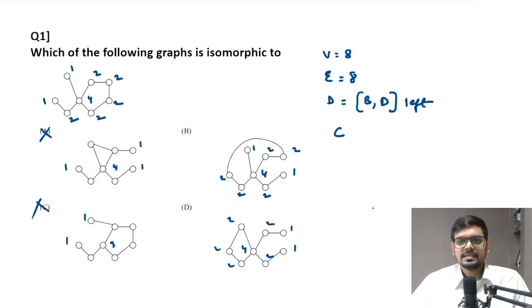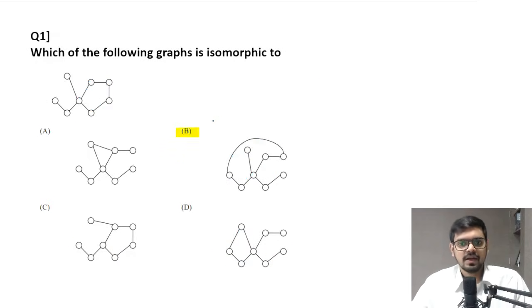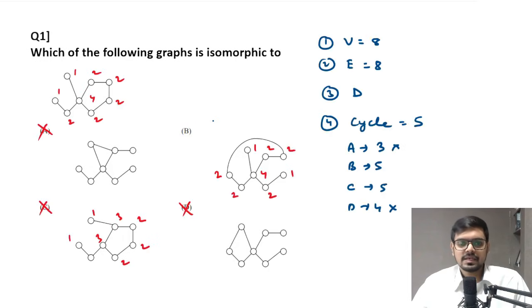Now if you check the cycle, how many cycles? 1 2 3 4 5. A 5-cycle is there. Here 1 2 3 4 5. A 5-cycle is there. Here 1 2 3 4. A 4-cycle, wrong. So option elimination is saying option B is correct. Final answer. But this technique was a time-taking technique.